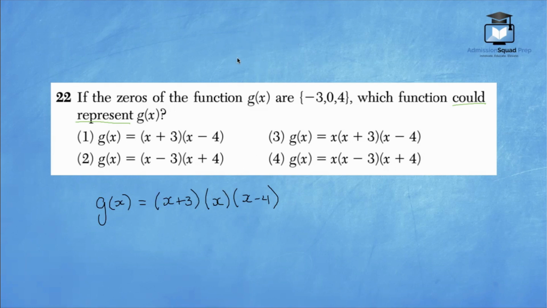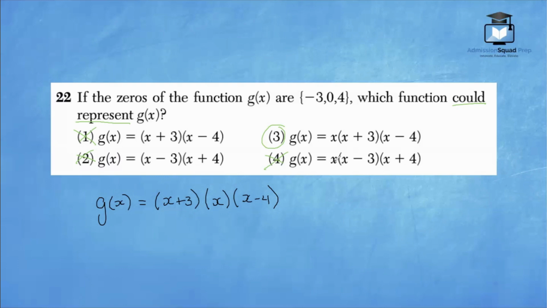So when we look at our answer choices, we're looking for one that has x plus 3 as a factor. I see that in answer choice 1, but it also needs to have x as a factor. So I'm going to eliminate answer choice 1 and 2. I notice that answer choice 3 has x as a factor, x plus 3 as a factor, and x minus 4 as a factor. So that is our correct answer. Answer choice 4 is incorrect because, unfortunately, they switched the signs.